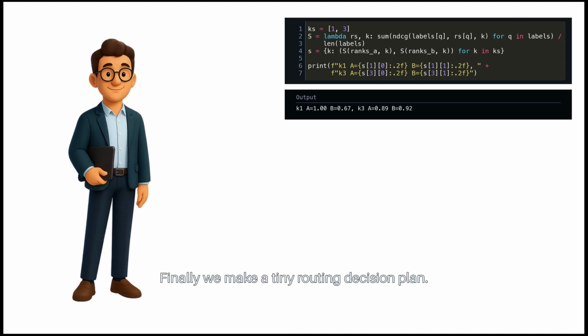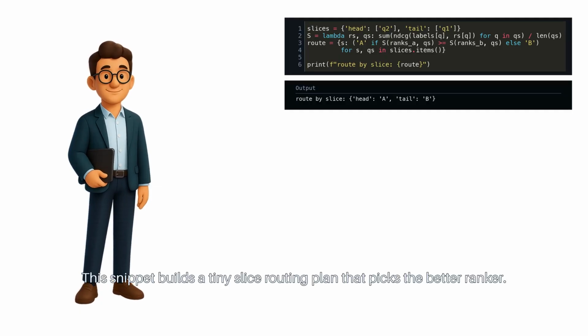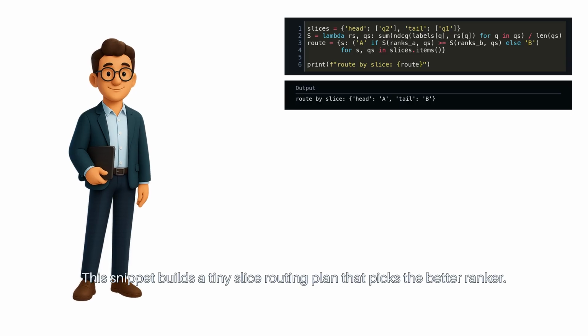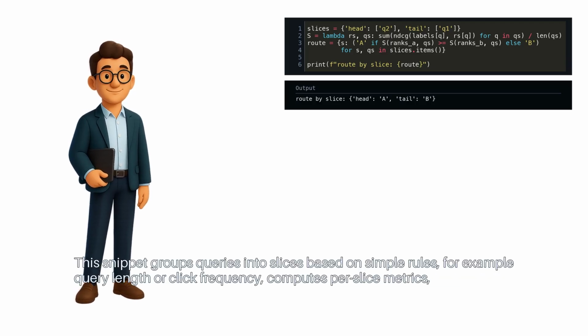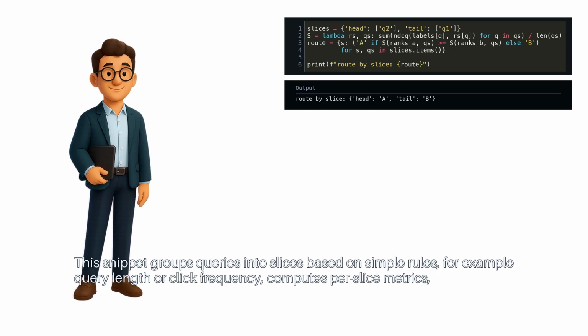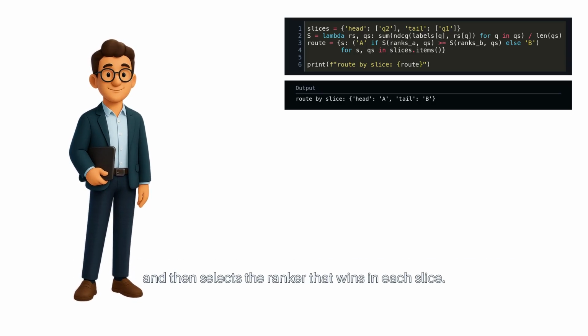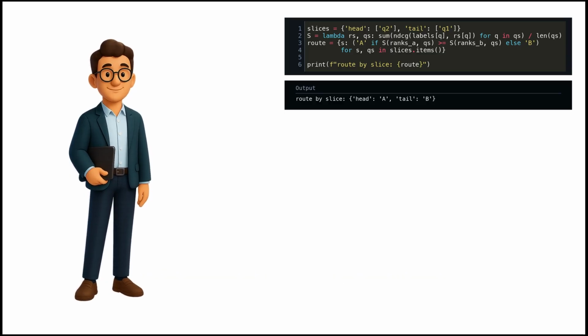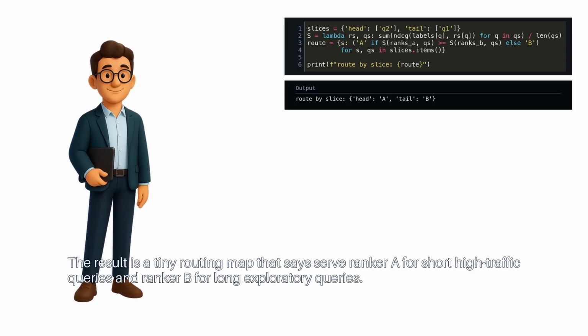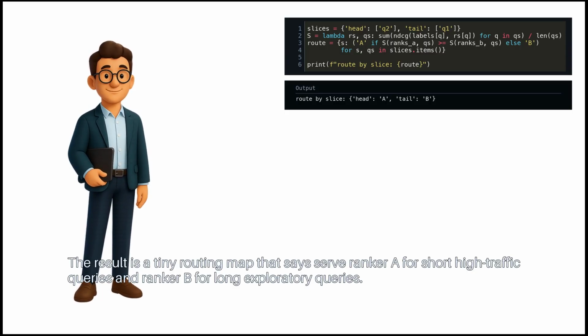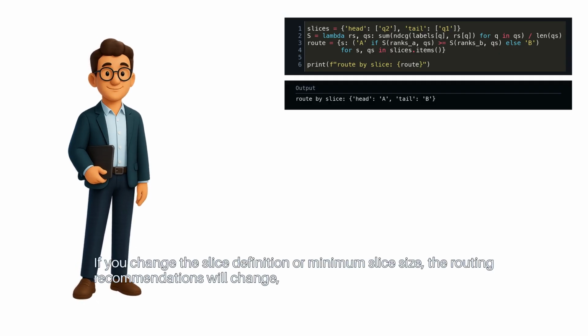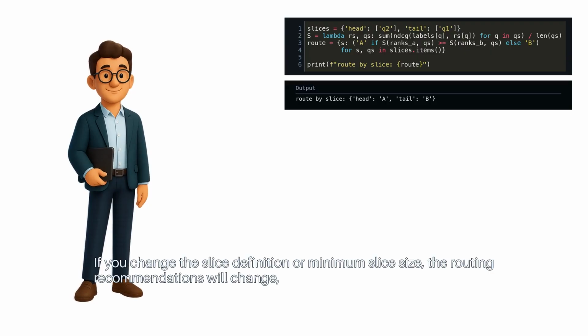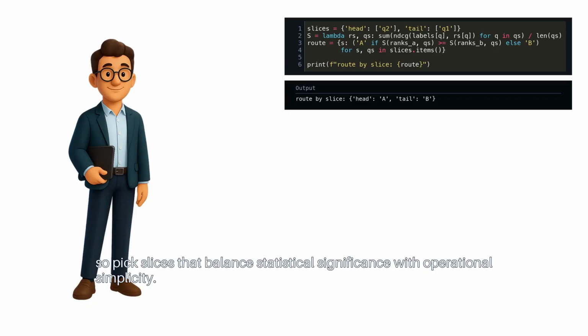Finally, we make a tiny routing decision plan. This snippet builds a tiny slice routing plan that picks the better ranker. It groups queries into slices based on simple rules, for example, query length or click frequency, computes per slice metrics, and then selects the ranker that wins in each slice. The result is a tiny routing map that says serve ranker A for short, high-traffic queries and ranker B for long, exploratory queries. If you change the slice definition or minimum slice size, the routing recommendations will change. So pick slices that balance statistical significance with operational simplicity.